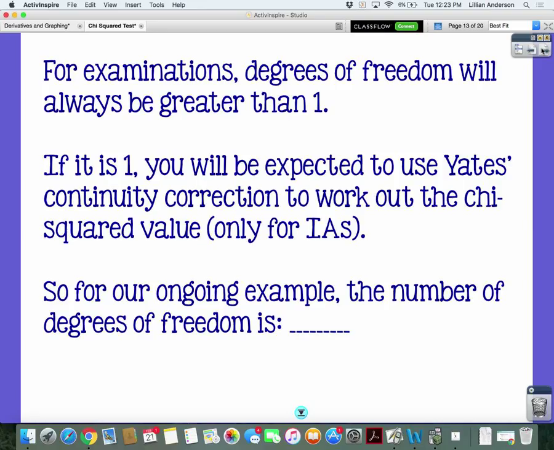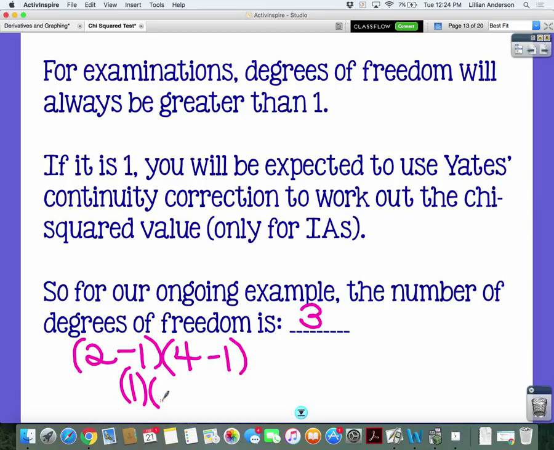So for our example, we already know from our calculator that degrees of freedom is 3. But let's show that it is 3. How many rows did we have? You had 2 rows. So we're going to subtract 1. How many columns did we have? 4. So we subtract 1. What's 2 minus 1? What's 4 minus 1? 3. And 1 times 3 is 3. That's how you show the degrees of freedom. So even though the calculator gives it to us, we might be asked to show this. Okay?